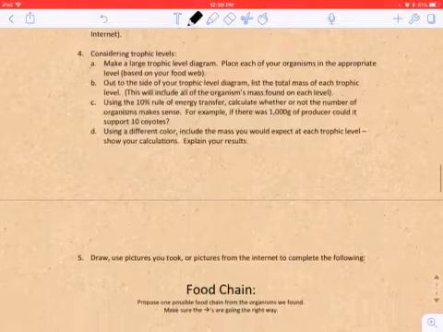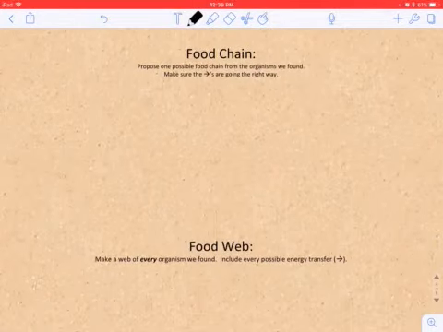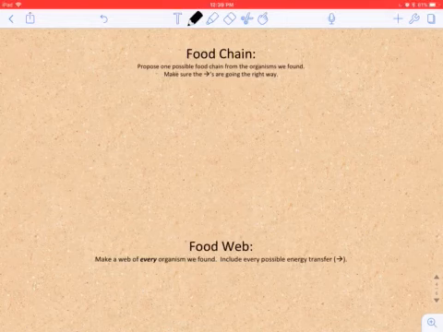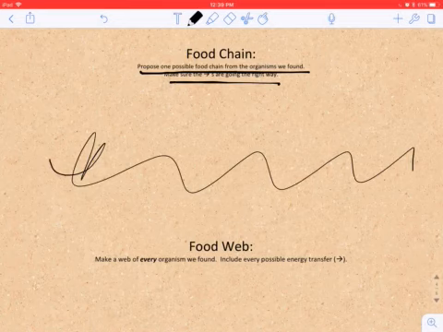Okay. After that, you use what you just put into that table and propose one possible food chain from the organisms we found. Make sure the arrows are going the right way. Draw it in for me right there.